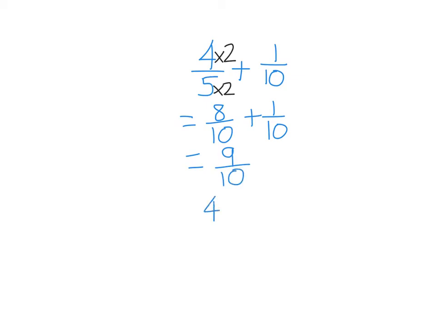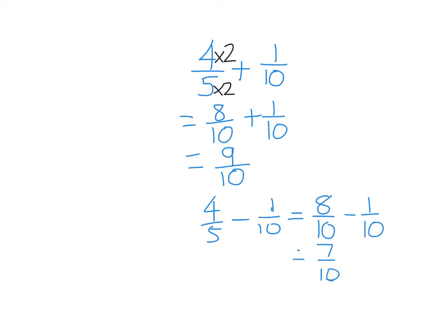So if I wanted to do 4 over 5 minus 1 over 10, well, that would be very similar. I would convert 4 over 5 to 8 over 10 again, but this time I would subtract the numerators, so I'd get 7 over 10, and then I'm done.